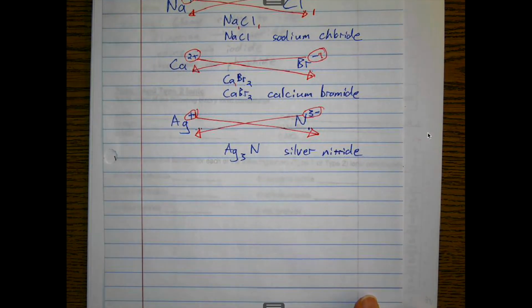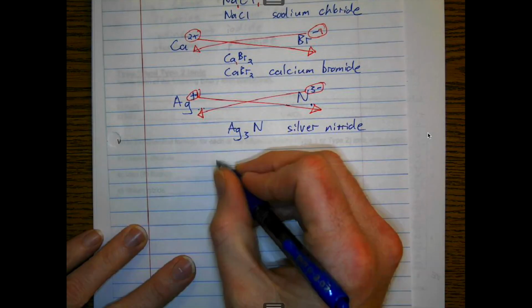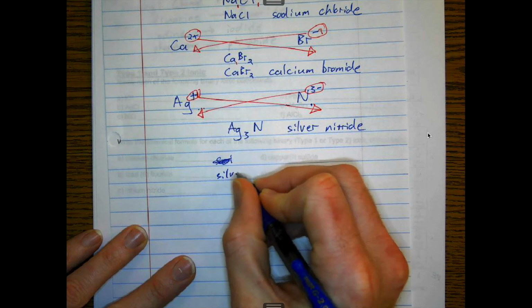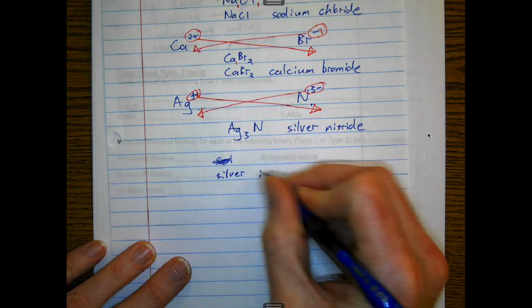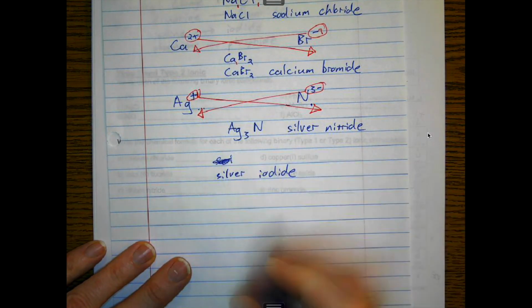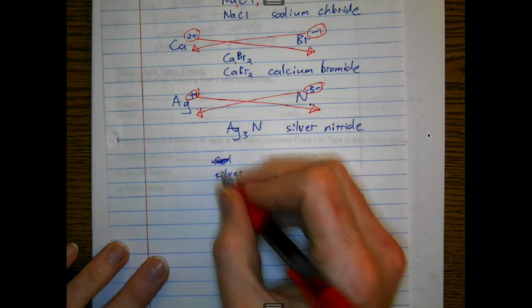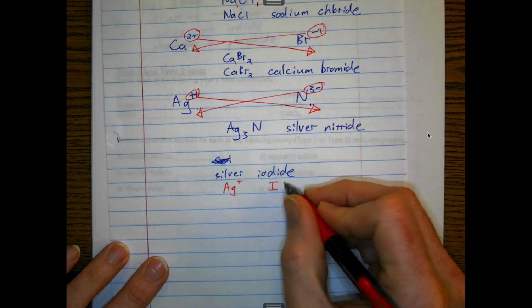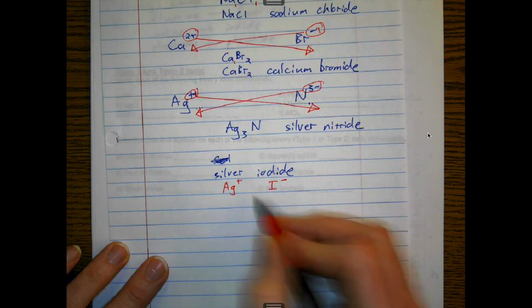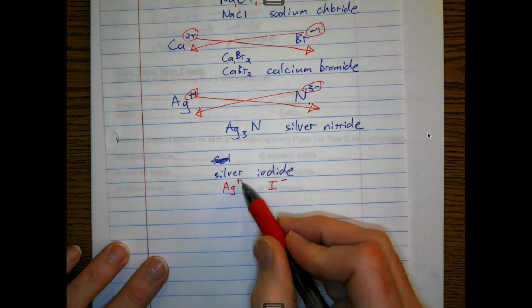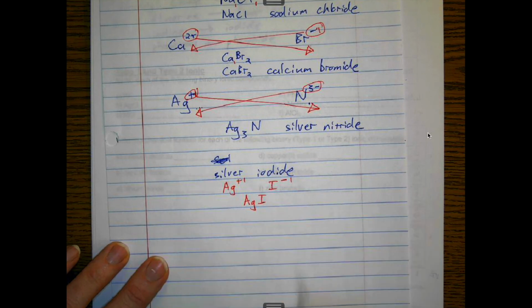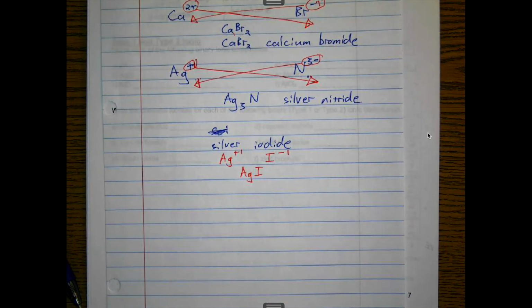Simple enough. Now you'll have to do it the opposite way. What if I told you that we had silver iodide? Well, silver is Ag plus, we just talked about this, and then iodine is a minus. We crisscross them, or you can see that this is +1 and this is -1. You guys are smart. You're pretty math savvy. You know that those would just come together. That would be AgI.